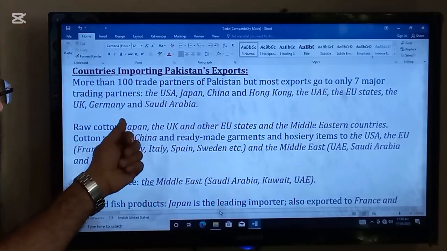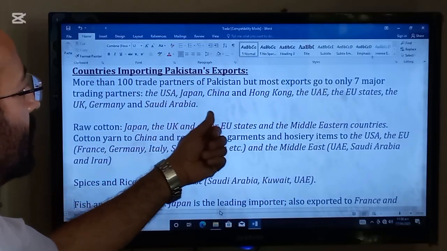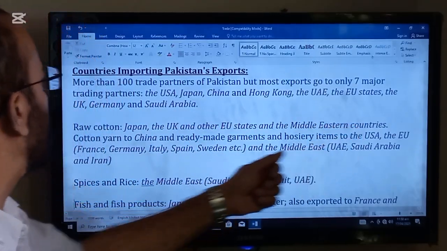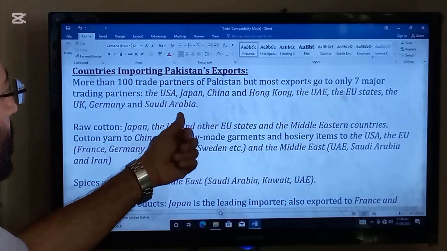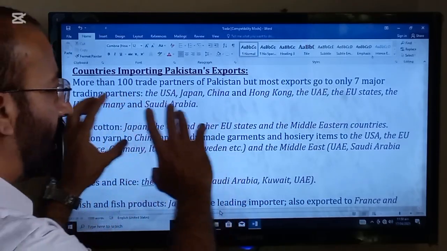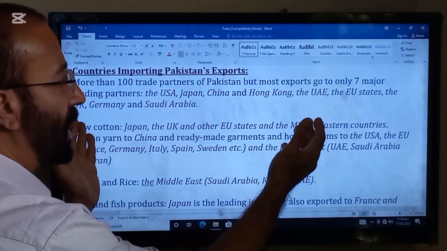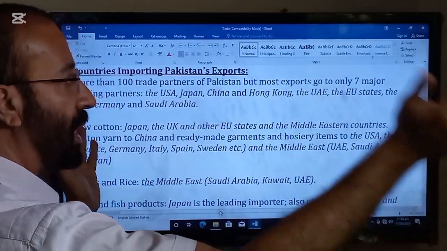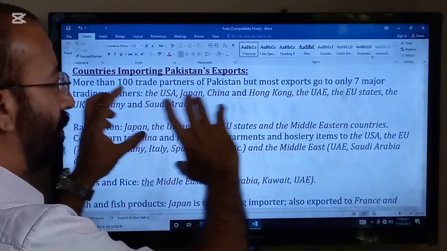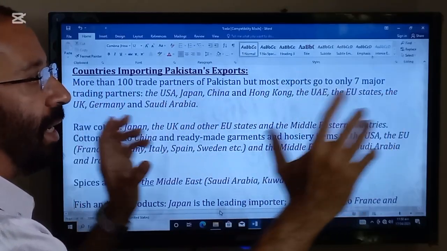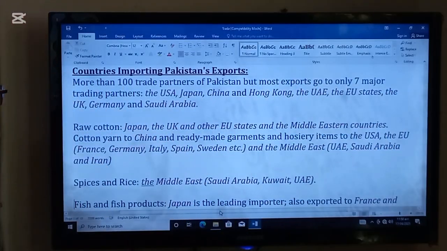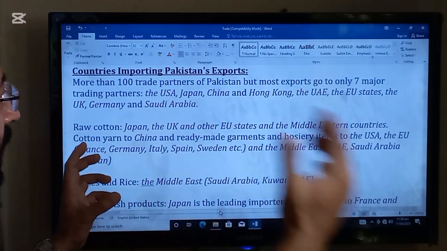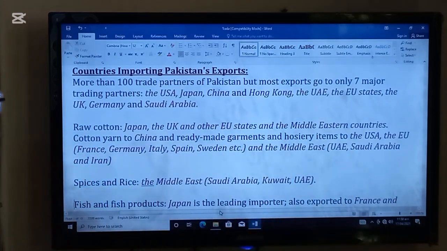major trading partners, that is the USA, Japan, China and Hong Kong, the UAE, the EU states, the UK, Germany and Saudi Arabia. So again, 7 countries are actually importing our products and exporting their products to our country. But in total, we are dealing with more than 100 countries of the world. And now we are going to discuss the products and the countries to whom we are exporting.